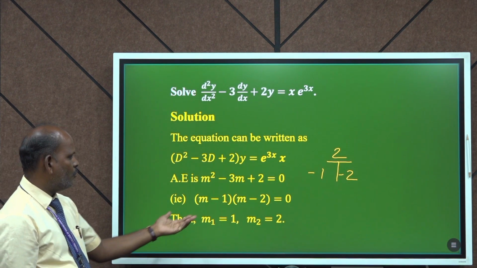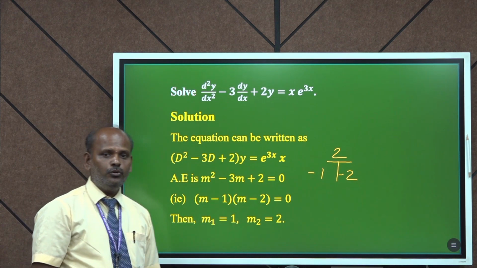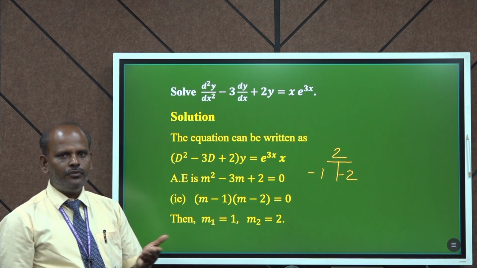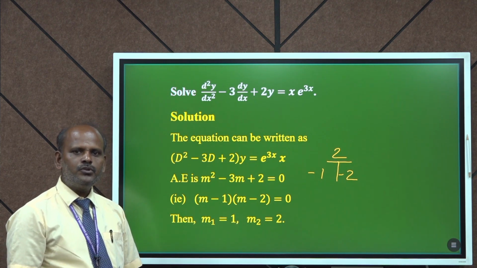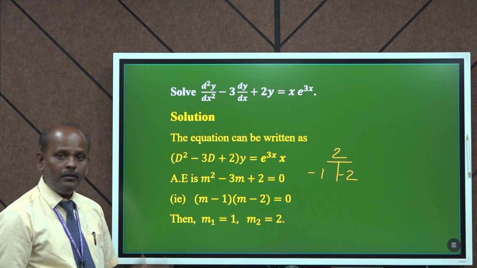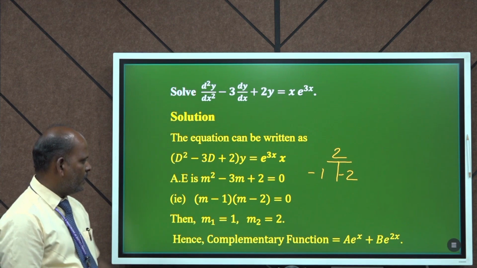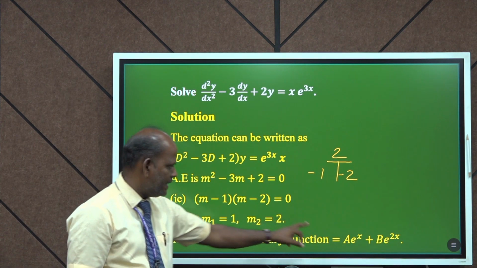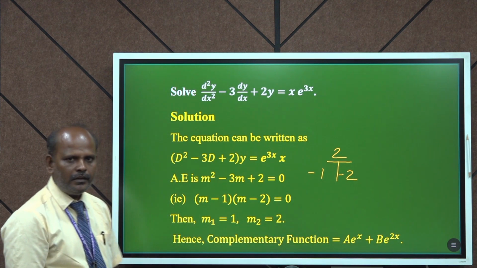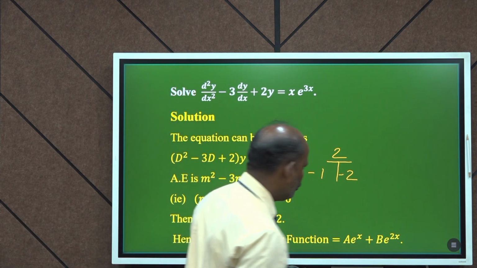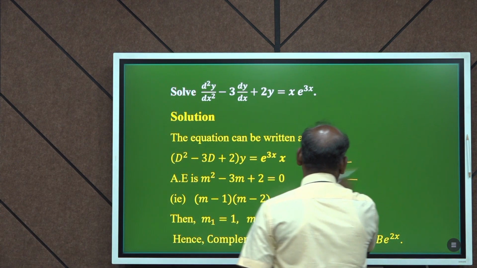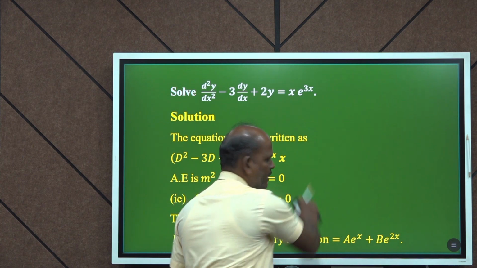Therefore m is equal to 1 and m is equal to 2. The 1 and 2 are distinct, so we say m1 is equal to 1 and m2 is equal to 2. The roots are real and distinct. Therefore our CF is a into e power x plus b into e power 2x, since m1 is equal to 1 and m2 is equal to 2. Now CF is over. Next, to find PI.